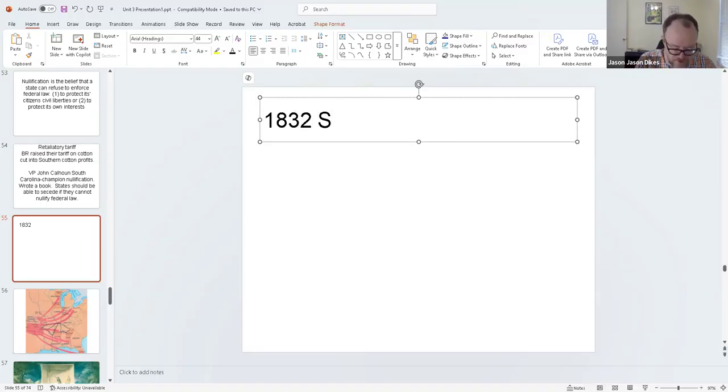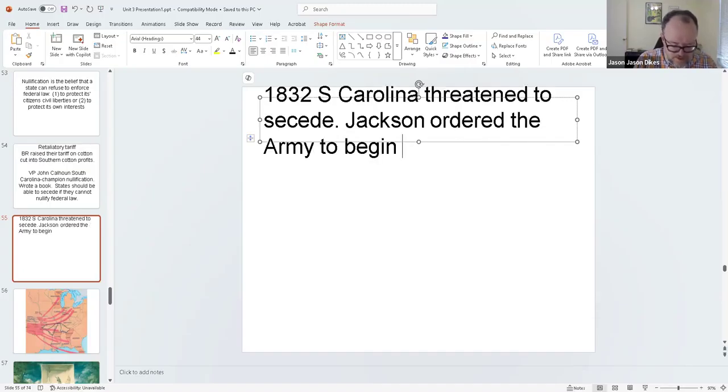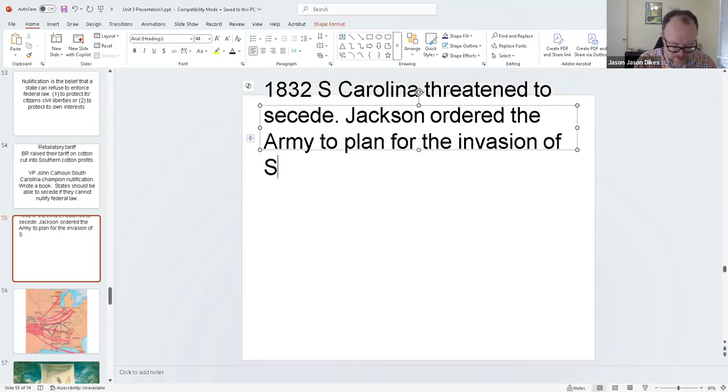In 1832, South Carolina threatened to secede. Jackson said, "Do not be deceived by names. Disunion by armed force is treason." And Jackson ordered the army to begin planning for the invasion of South Carolina. And nobody doubts that he would have done it.